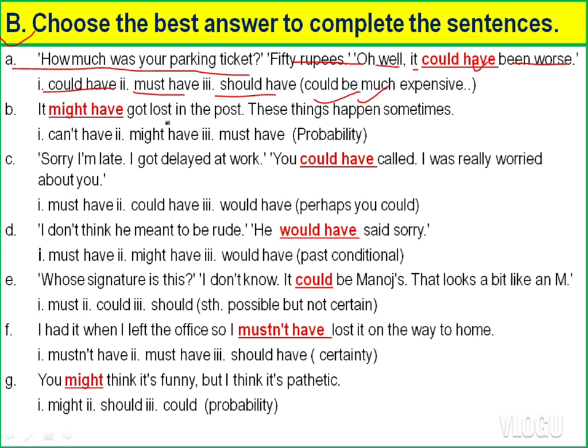The second one, it got lost in the post. These things happen sometimes. Sometimes this kind of event happens, it also shows probability, therefore we'll use it might have. The third one, C, sorry I am late, I got delayed at work.